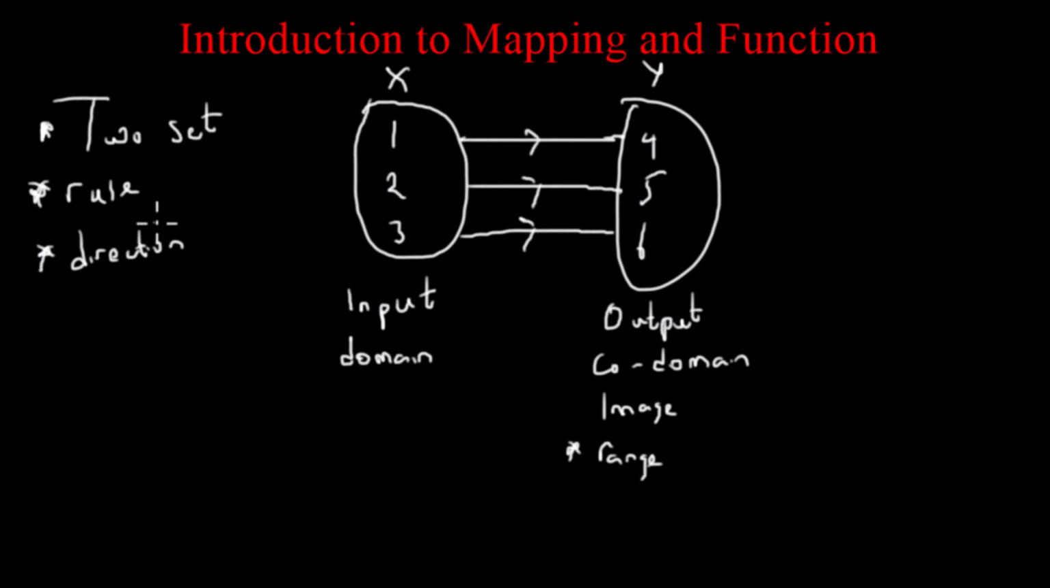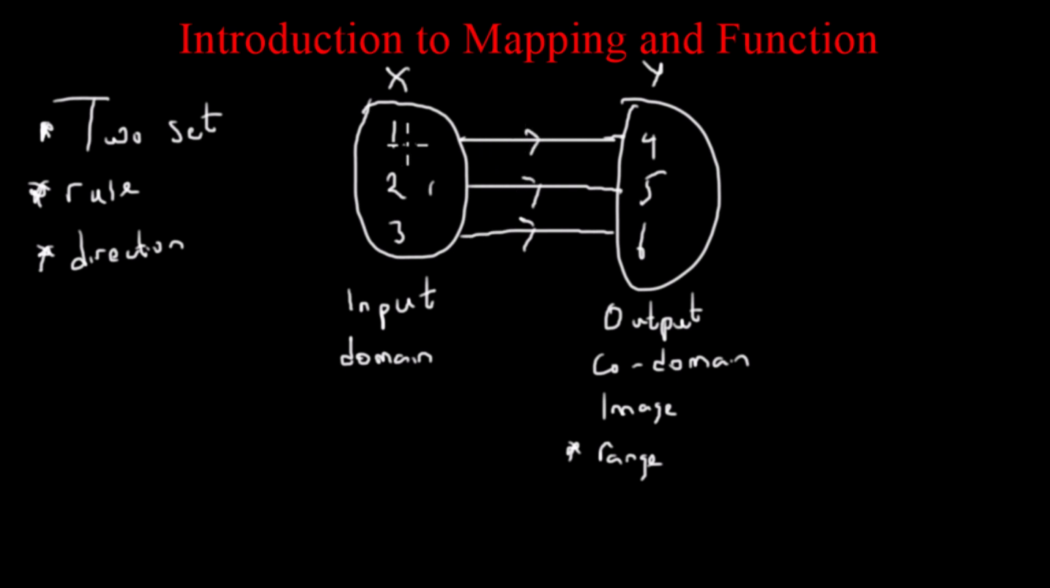Now, how about the rule? It must mean that I'm doing something to everything inside of X to give me everything inside of Y. So how do we find this rule out? What am I doing to 1 to get me 4, or what can I do to 1 to get 4? There are different things I can do to 1 to get 4. But what we are most concerned about is that everything we're doing to 1, we must do to 2, we must do to 3 to get the same thing. It must be a common or uniform rule.